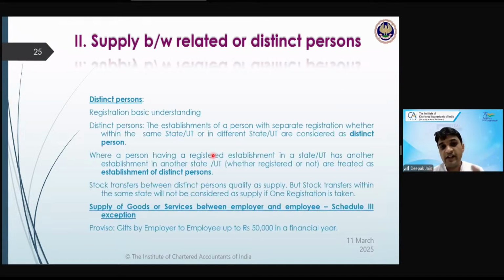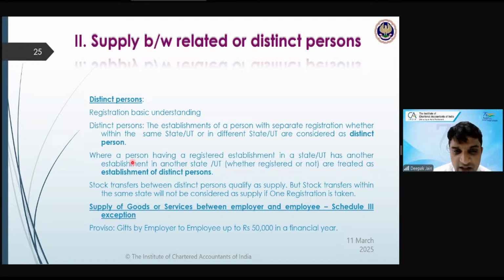So the first point we have seen. Now the second point in Schedule 1. Point number 2 was any supply between related or distinct persons. Regarding registration, we understood that you can take separate registration or individual registration. Then distinct person is defined here. The establishment of a person with separate registration, whether within the same state or union territory or in a different state or union territory, is considered a distinct person. Which means what? The establishment of a person with separate registration.